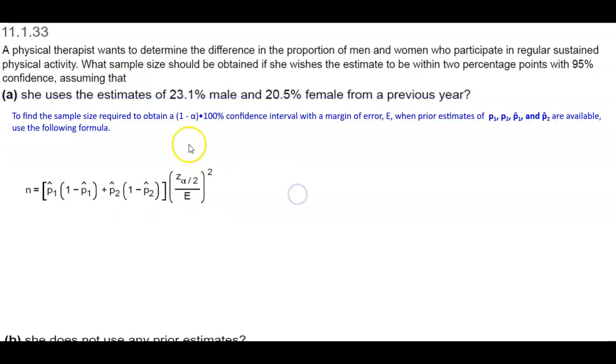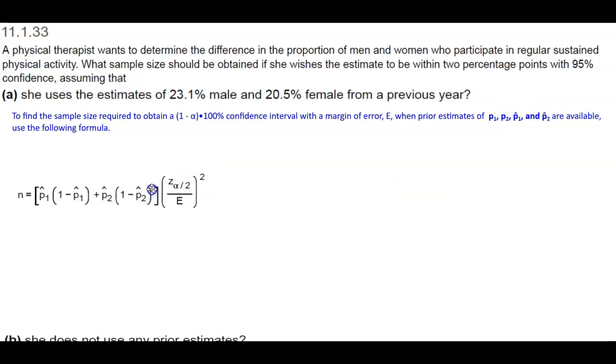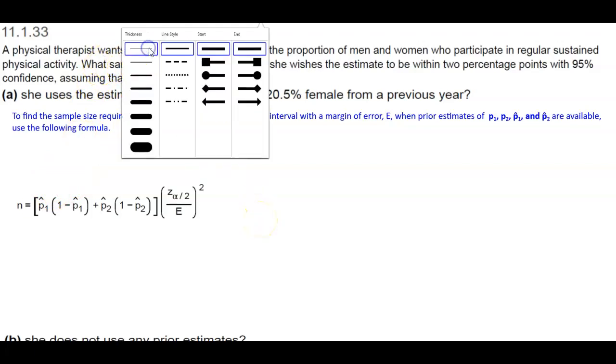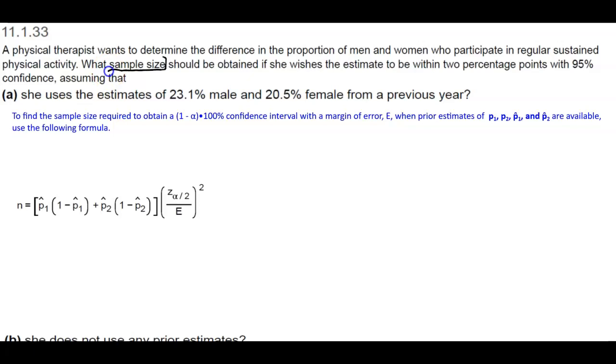To find the sample size required to obtain a 1 minus alpha times 100% confidence interval with a margin of error E when prior estimates of p1, p2, point estimate 1, and point estimate 2 are available, we're going to use the following formula. This is the formula to find n, because we're trying to find the sample size. So what do we need to know? We're going to start by identifying the values of the variables in the formula and expressing them as decimals.